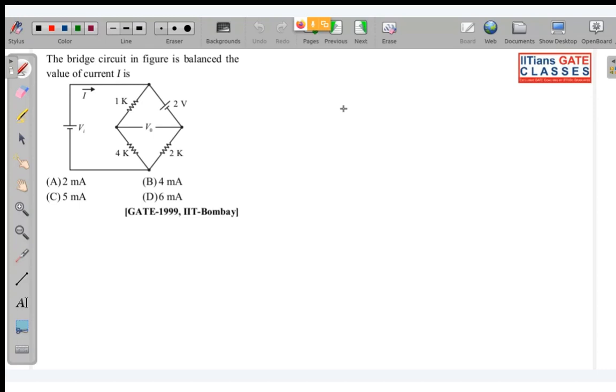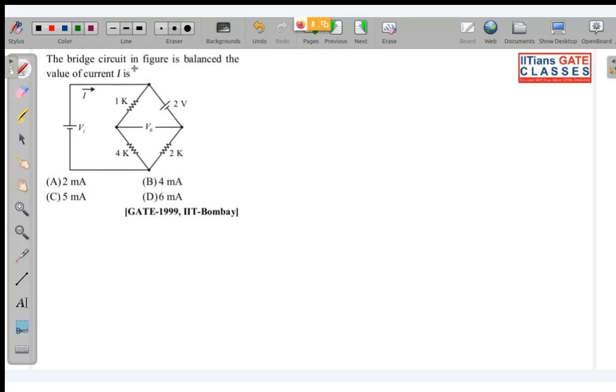Okay, solve this question quickly, or else let me solve it for you. See, this is actually a bridge circuit. Only thing being, there is one hidden resistance. And even if you can't figure out this hidden resistance, let it be.